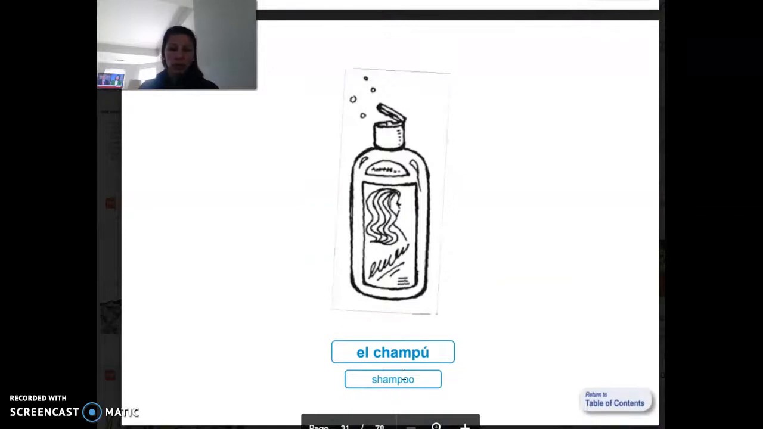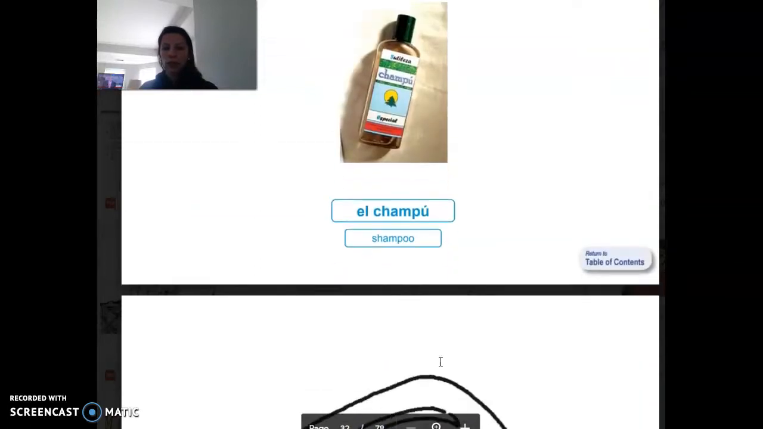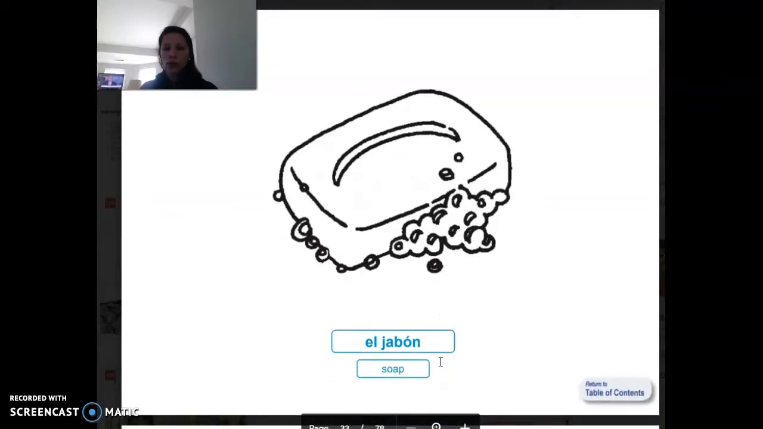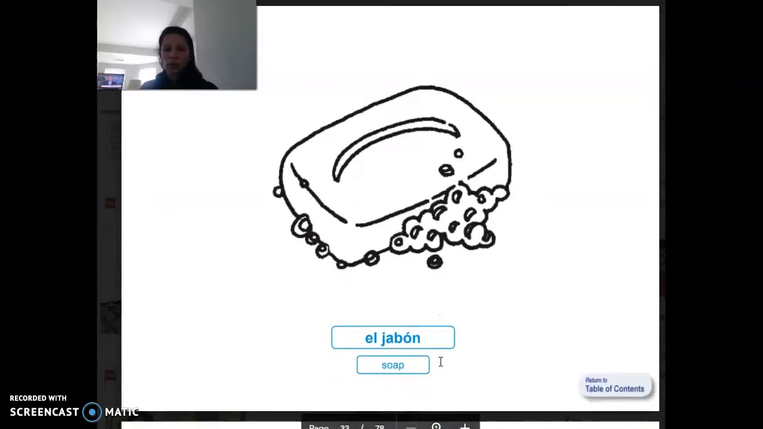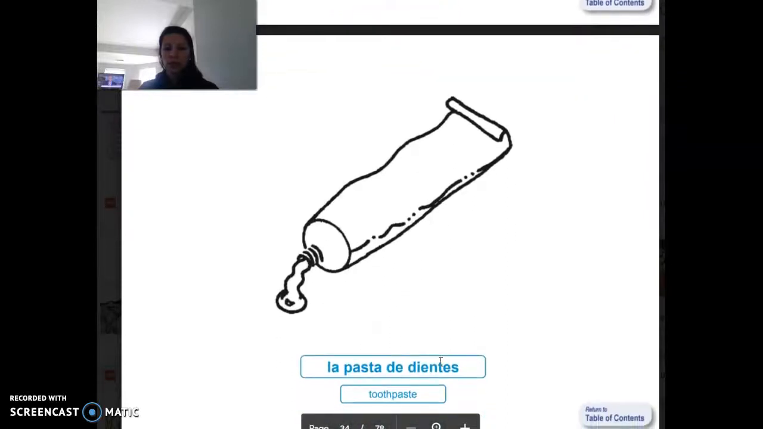Here's one that is not really tied to the action it fulfills. El champú. Yeah, it's very similar to English, but be careful because spelling counts. So not shampoo, but champú with a tilde. Okay, el champú. El jabón, soap. La pasta de dientes.